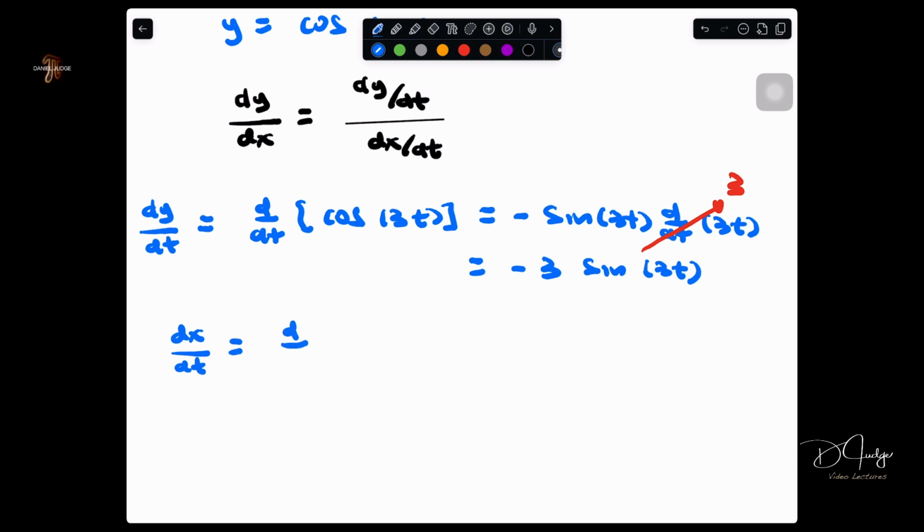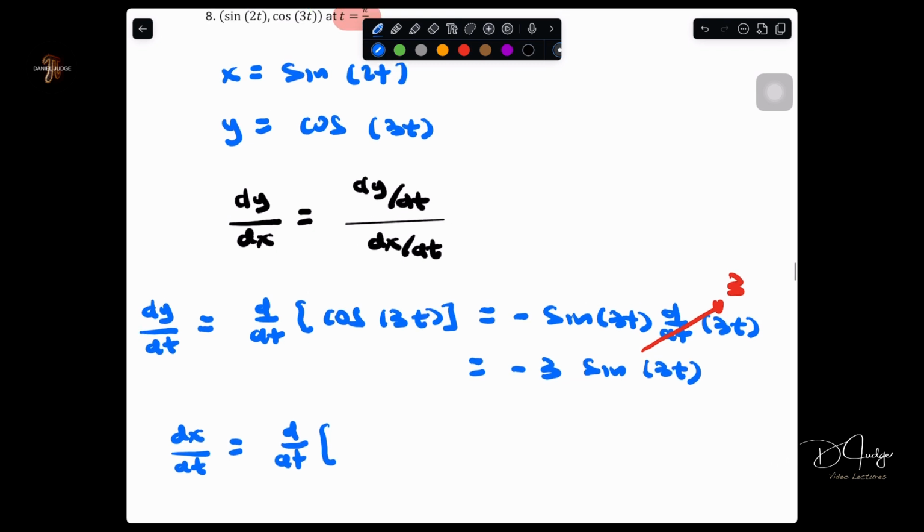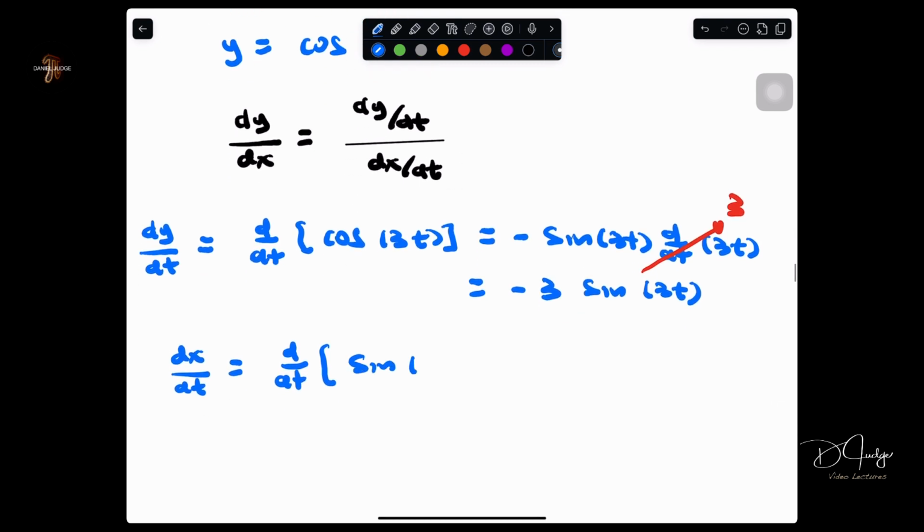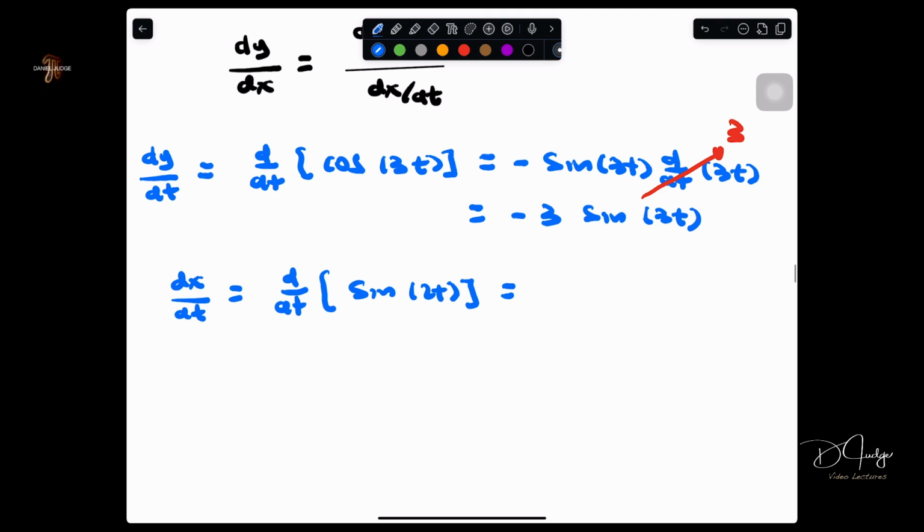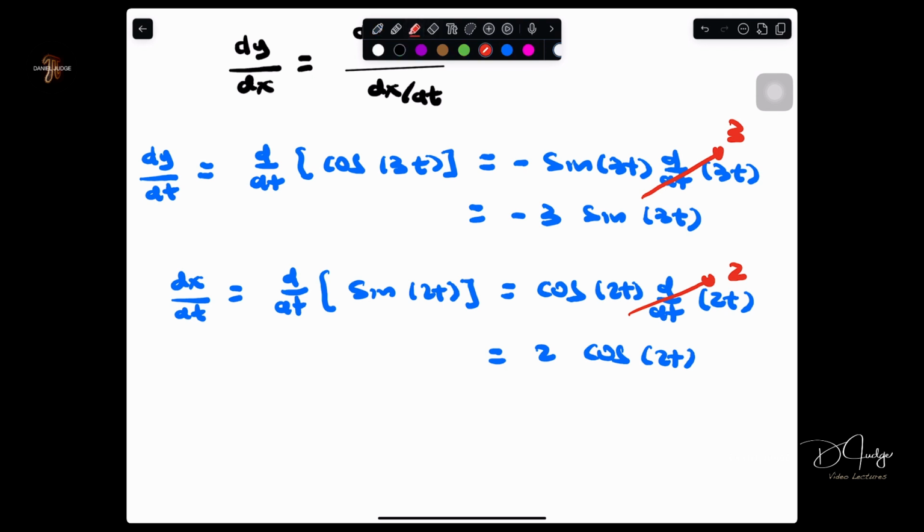dx/dt is d/dt of x, which is sine 2t. And the derivative of sine is cosine 2t, but by chain rule, we got to differentiate 2t. And this gives you 2. We end up with 2 cosine 2t.